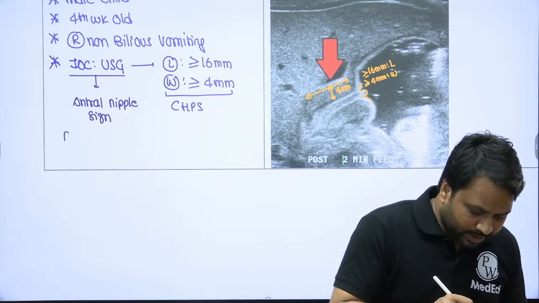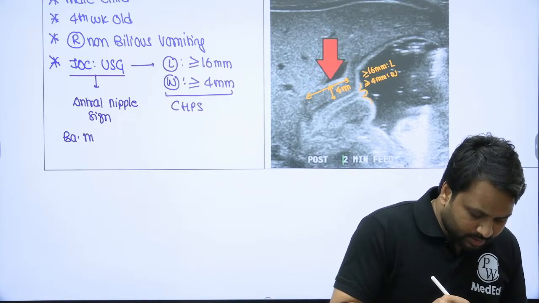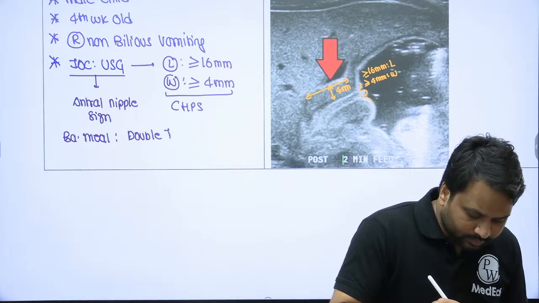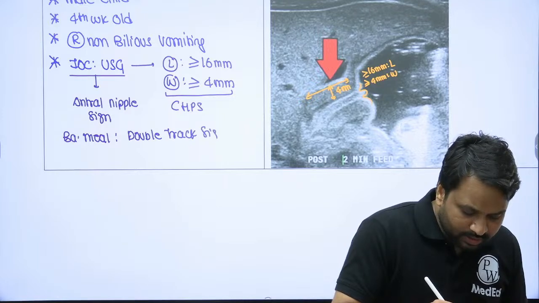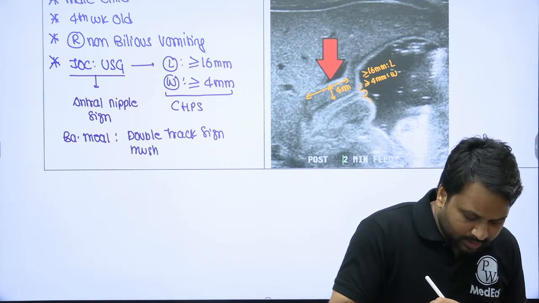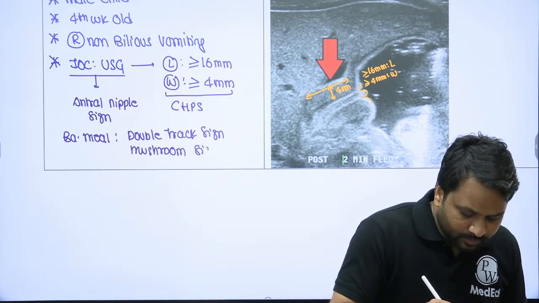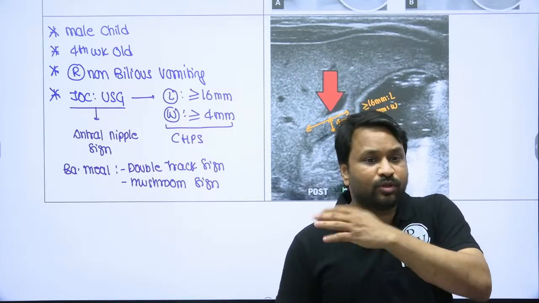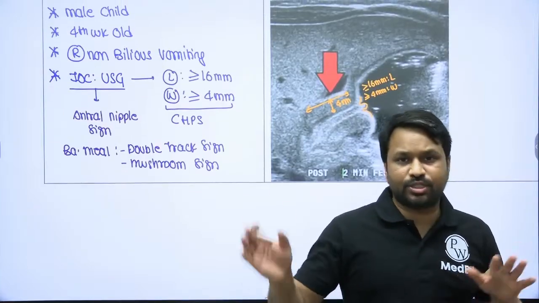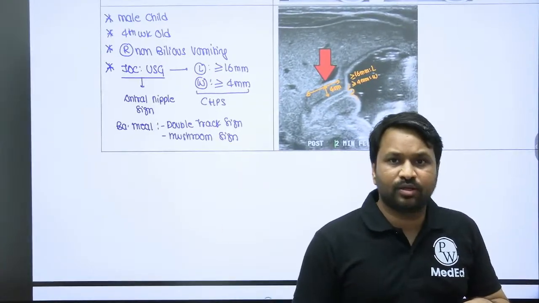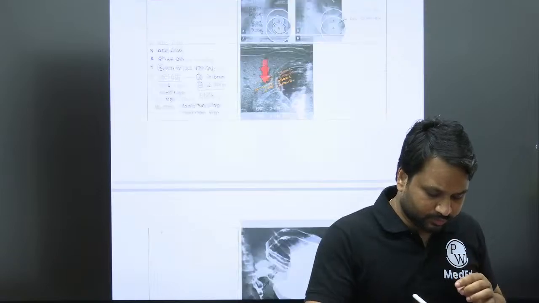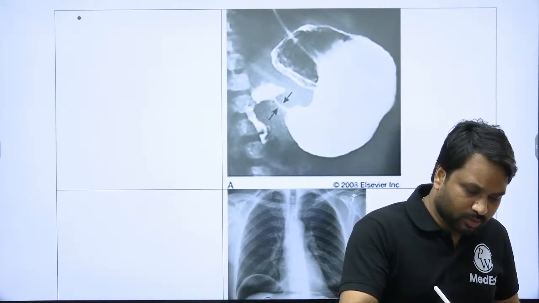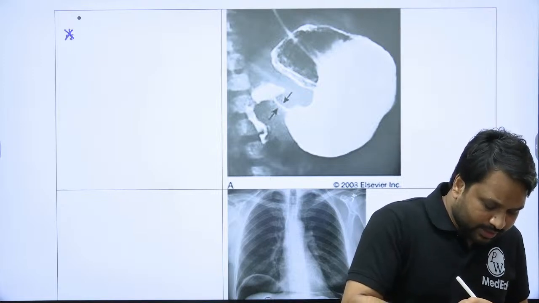So when you do a barium swallow or the barium meal, here you will see the double track sign, also called the mushroom sign, right? We have already dealt with more data on CHPS, but this is the USG image of CHPS that you should be aware of. So this is on the contrast imaging that you are going to talk about. This is what we call the double track sign.